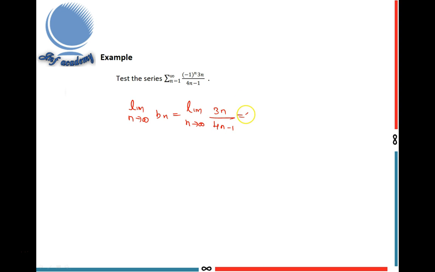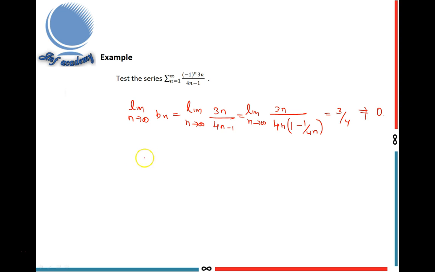This is equal to limit n tends to infinity 3n by 4n; take n outside. I got 1 minus 1 by 4n. The limit as n tends to infinity of 1 by n is 0, so this value is 0. 1 minus 0 is 1, n cancels, and finally I got 3 by 4. This is not equal to 0. Here condition 2 is not satisfied in the alternating series test, so in this case we cannot use the alternating series test.